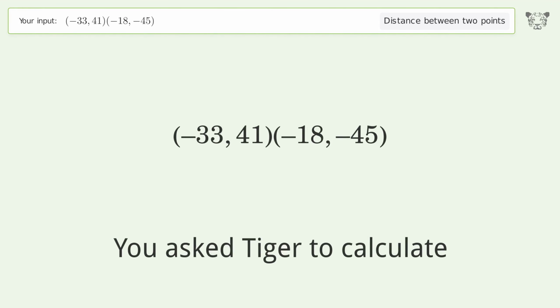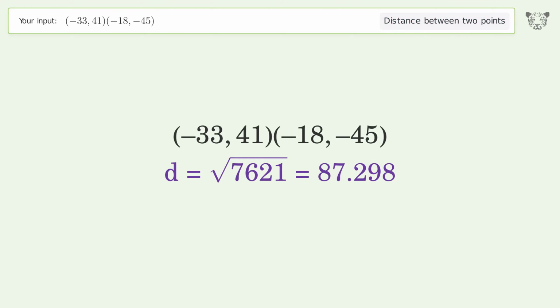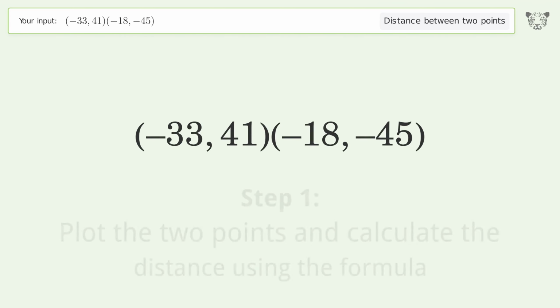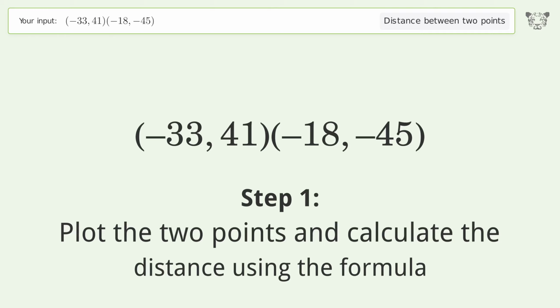You ask Tiger to calculate. This deals with the distance between 2 points. The distance between the 2 points is the square root of 7,621, or 87.298. Let's solve it step by step. Plot the 2 points and calculate the distance using the formula.